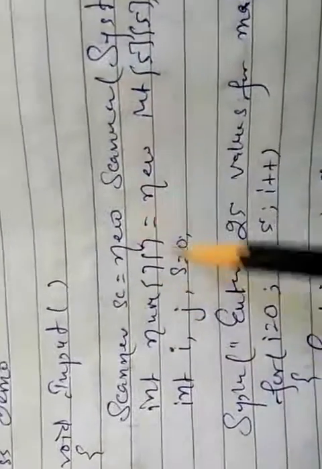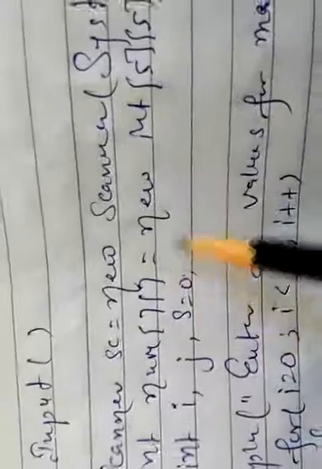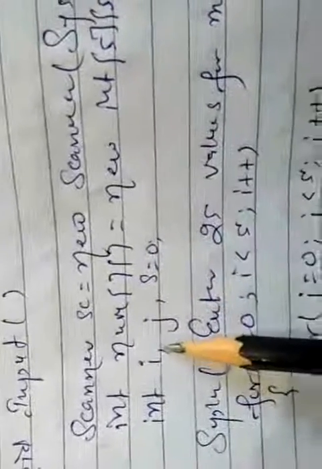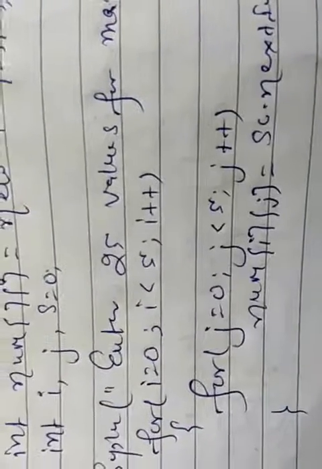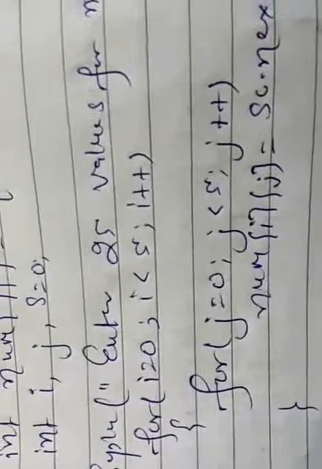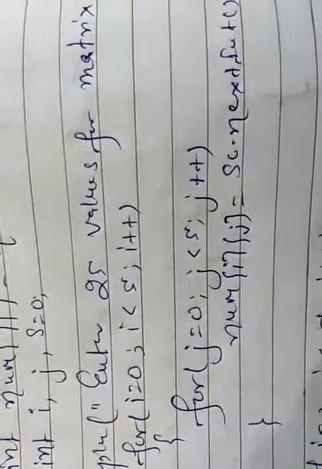So here import java.util.*, class Demo, void main, Scanner sc = new Scanner(System.in). Here we have declared a two-dimensional array of 5 by 5. We require the two variables i, j and s as the sum. So enter the 25 values for a matrix, with i equals 0, i is less than 5, i plus plus, j equals 0, j is less than 5, j plus plus. So this is the input statement for the 5 by 5 size matrix.